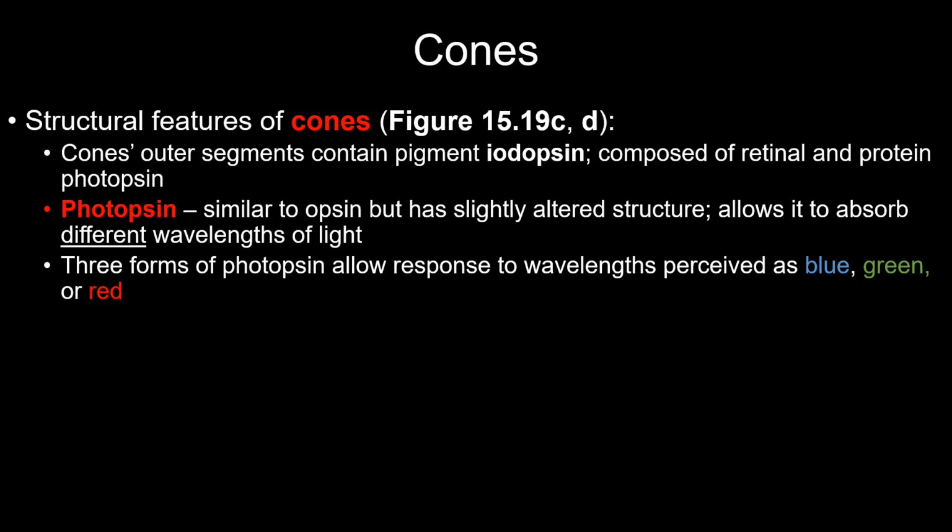Now, just like rods are named because they look like rods, cones are named because, well, they're shaped like cones. This outer segment contains discs composed of the infoldings of the plasma membrane. And these discs contain the pigment iodopsin. And iodopsin is actually made of retinol and a protein, photopsin. Photopsin is similar to opsin, but because of its different structure, it allows it to absorb different wavelengths of light. And there are typically three forms of photopsin. You've got blue photopsin, green photopsin, and red photopsin.